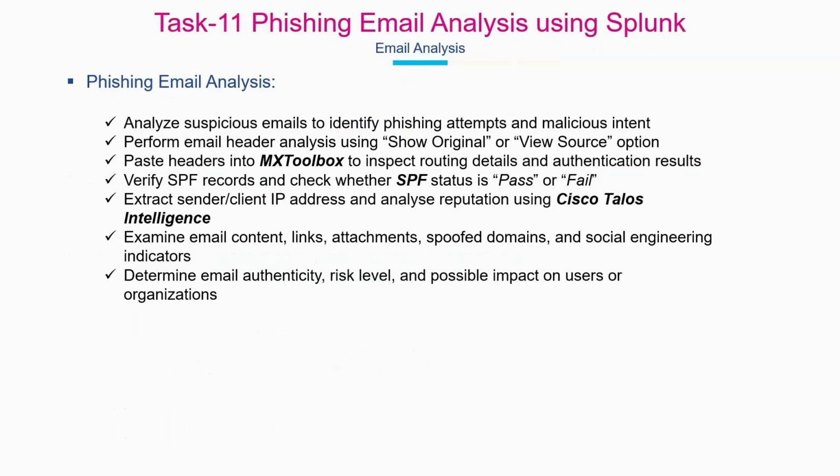In task 11, it was about phishing email analysis using Splunk. We analyzed suspicious emails to identify phishing attempts and malicious intent. In this task, we used MX Toolbox. We checked SPF status, pass or fail. We extracted the sender email IP address and analyzed its reputation using Cisco Talos Intelligence. This is how we examined email content, links, attachments, and spoofed domain and social engineering indicators, and determined email authenticity, risk level, and possible impact on users or organizations.